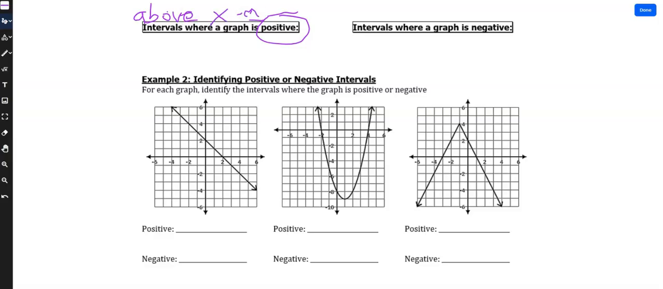x-axis. Wow, that is really horrible. I gotta type that. That is ridiculous. Why it's writing like that.